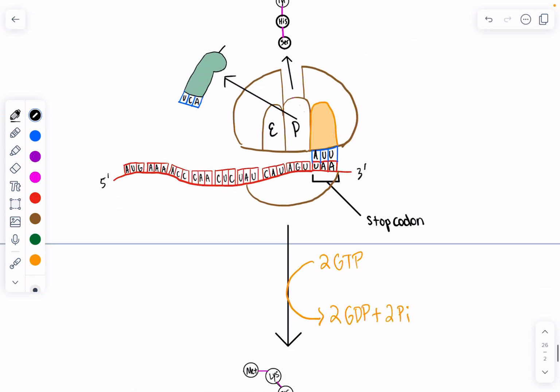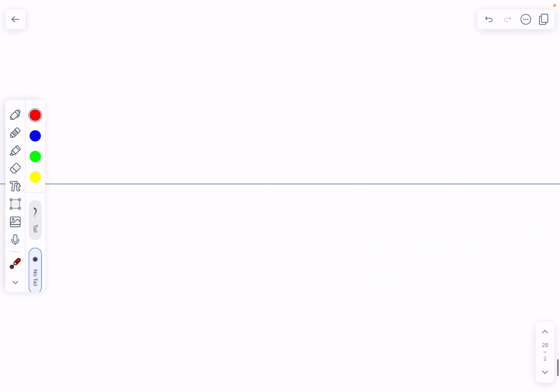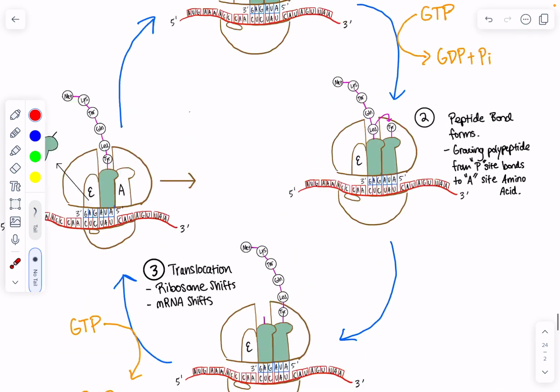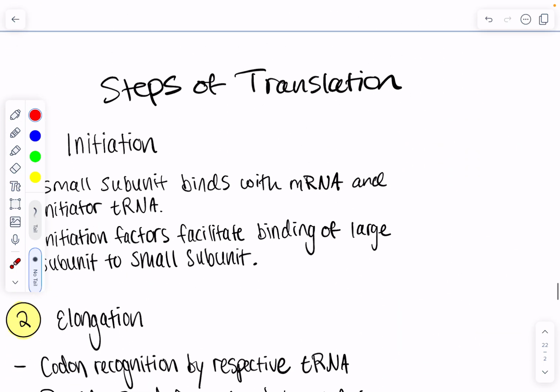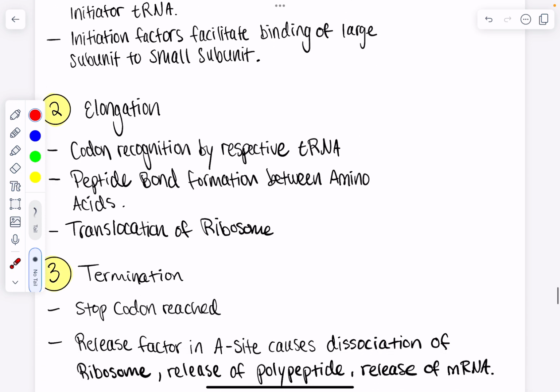And next, or at the same time, right, this requires energy, right? The whole ribosome, mRNA, everything is going to dissociate, right, because of that release factor, causing that dissociation. Okay, so that was a kind of quick, rough overview of translation. Again, we looked at the 3 steps of translation, which were initiation, elongation, and termination.